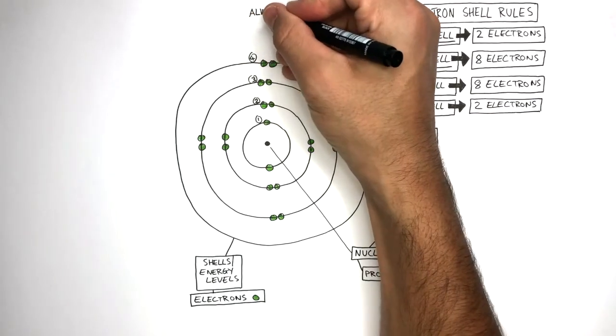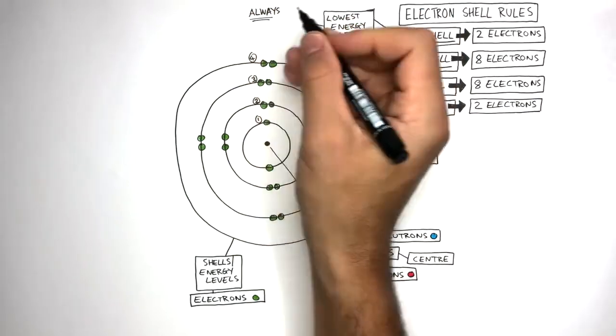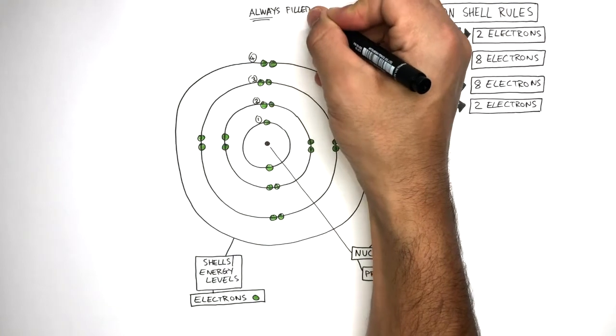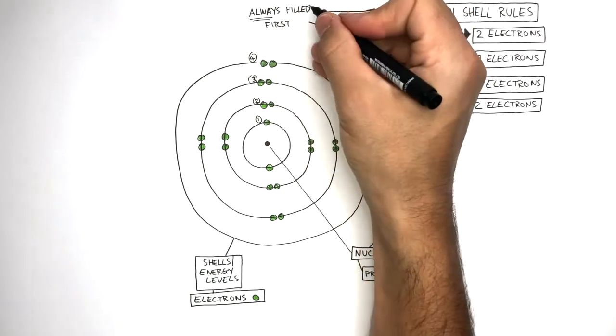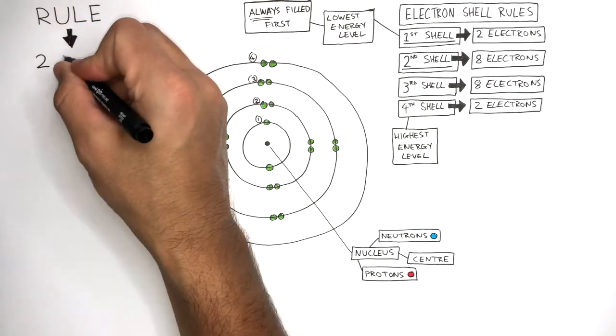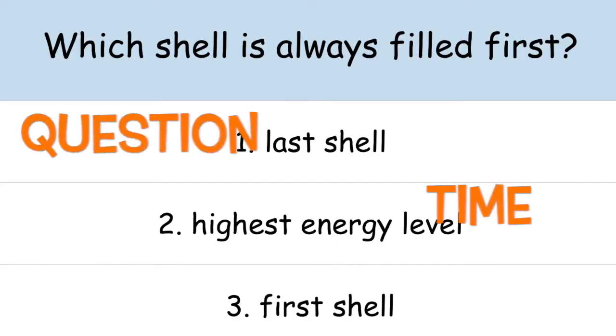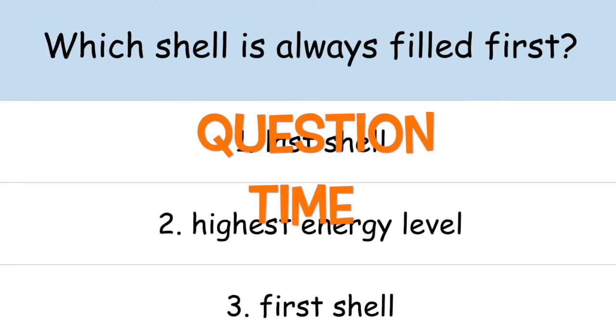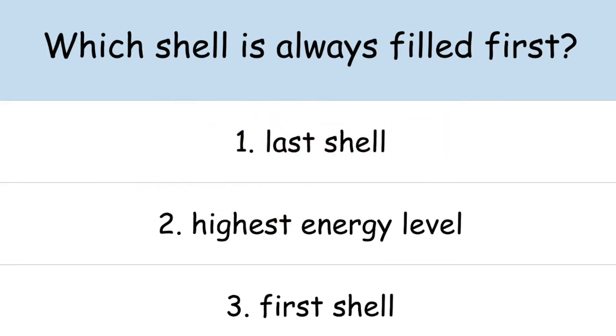Whenever drawing electronic configurations of any element, the first shell is always filled first. An easy rule to use to summarize all of this is 2, 8, 8, 2. It's question time. Attempt these questions to check your understanding.